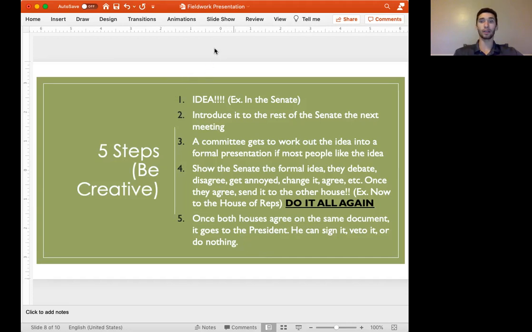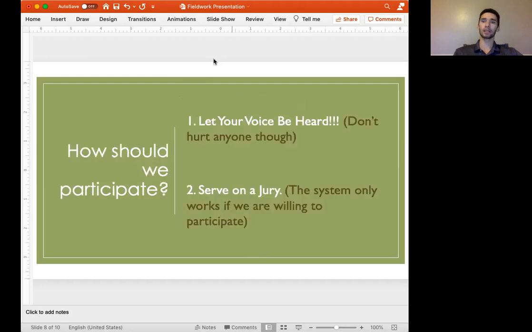If you can think of a really creative way to present these 5 steps, I will gladly give some little extra credit points. Try to be fun, try to be creative with it. And then the second slide is, how should we participate? This is where you're not only going to give your opinion, you're going to try to tell us in your presentation why this is so important.